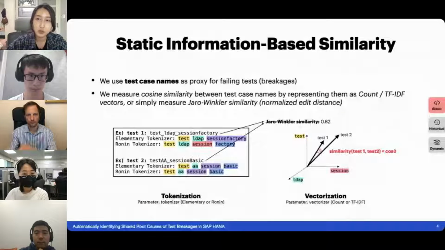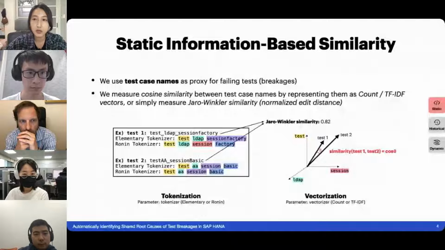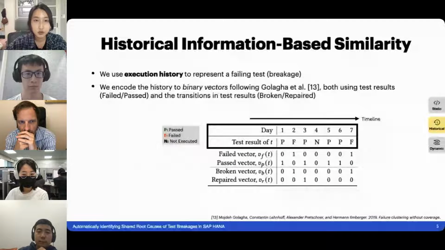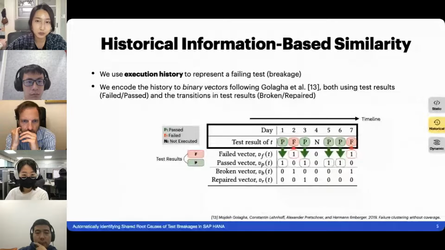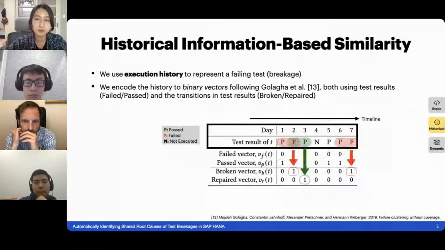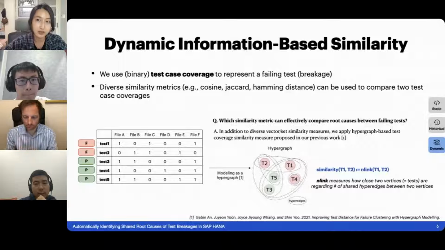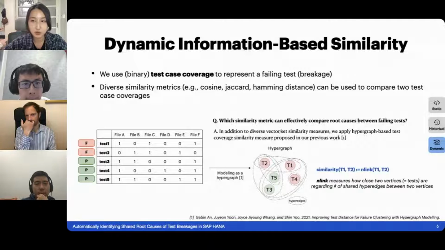As static information, we use the test case names. We can either use normalized edit distance or measure the cosine similarity between the vector representations. To process historical information, we extract binary vectors from the execution history. We use both the fail and pass test results and the transitions in test results. As dynamic information, we use the test case coverage. Diverse similarity metrics can be used, but we additionally adopt hypergraph-based similarity. By this, we aim to compare the root causes between the failing tests in a more effective way.